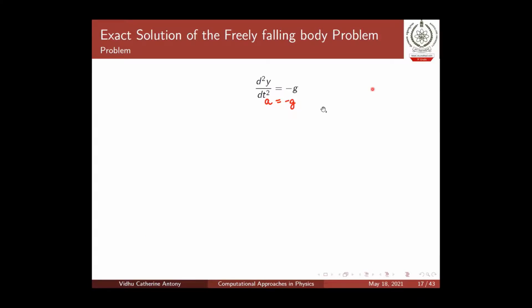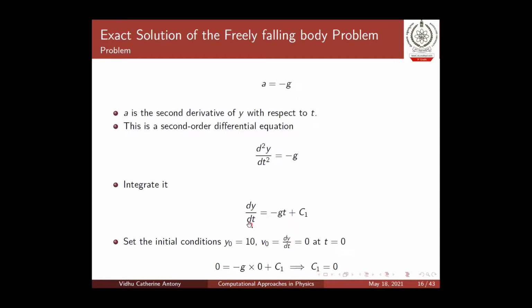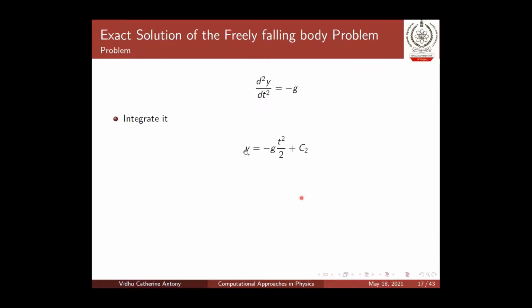Okay, so let me just clear the screen. You would have this kind of a form because your C1 is 0. Now let's integrate the previous equation that we found. What we got was dy by dt equal to minus gt, because your C1 is 0. When you integrate that first order differential equation we talked about, you have y equal to minus gt squared divided by 2 plus c2.